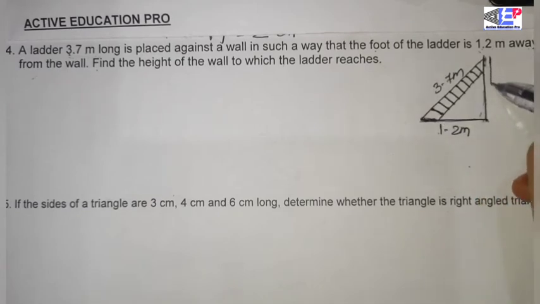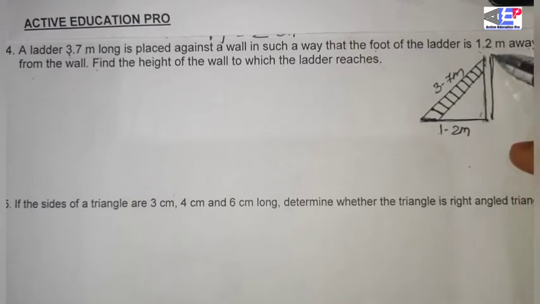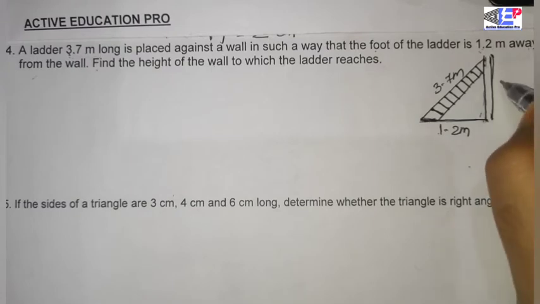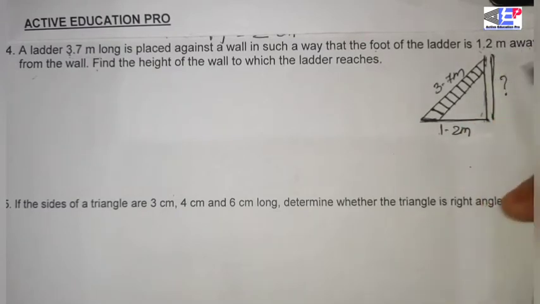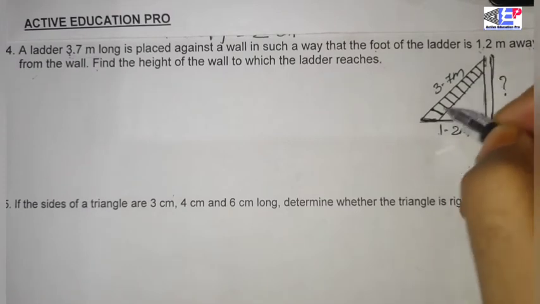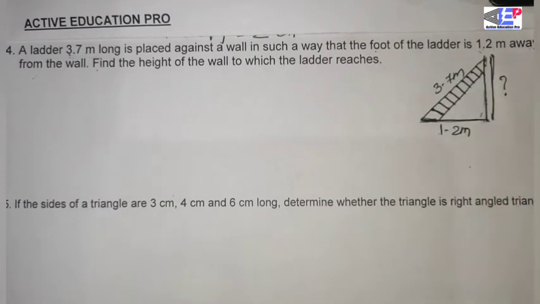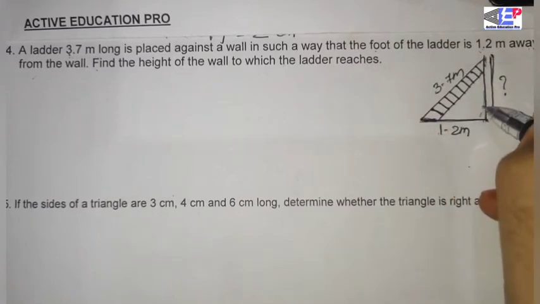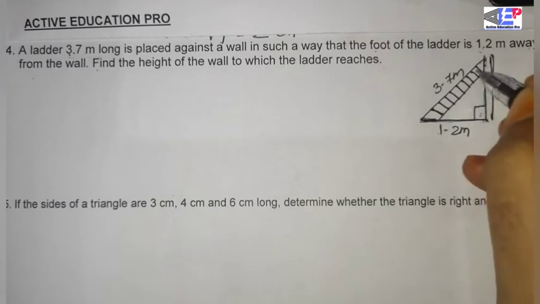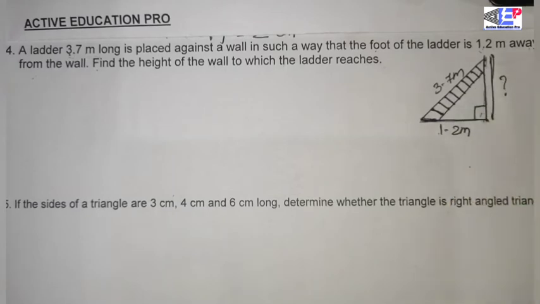So we have to find the distance from the base to the point where the ladder reaches. This is the length we have to find. When a ladder is inclined towards a wall or placed against a wall, it makes a right angle triangle, because the wall is always perpendicular to the base. And the ladder itself is the hypotenuse.